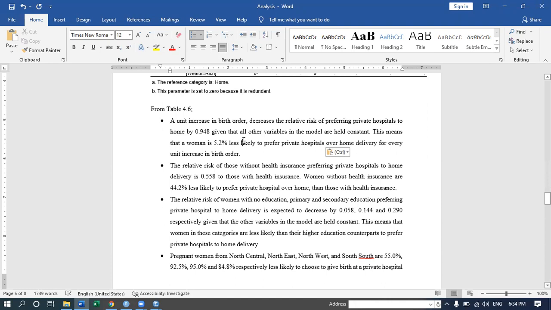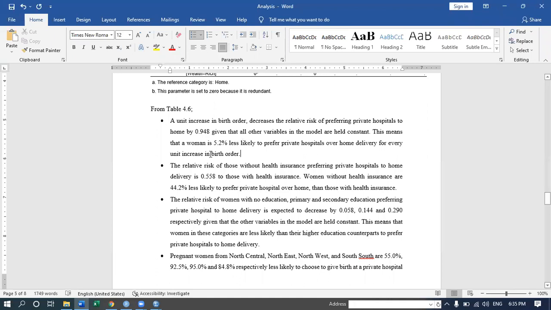So for every 1 unit increase in birth order, the relative risk of preferring private hospital to home, so what is correct here? The relative risk of preferring private hospital to home decreases by 0.948. Why is it decreasing? Because of that negative sign and because this value is less than 1. So you're interpreting it based on the likelihood method. You say that a woman is 5.2% less likely to prefer private hospital over home delivery for every unit increase in birth order. Now let me explain this.